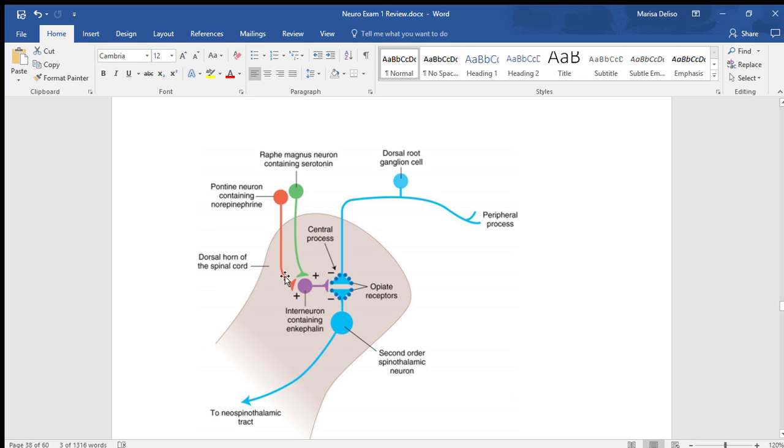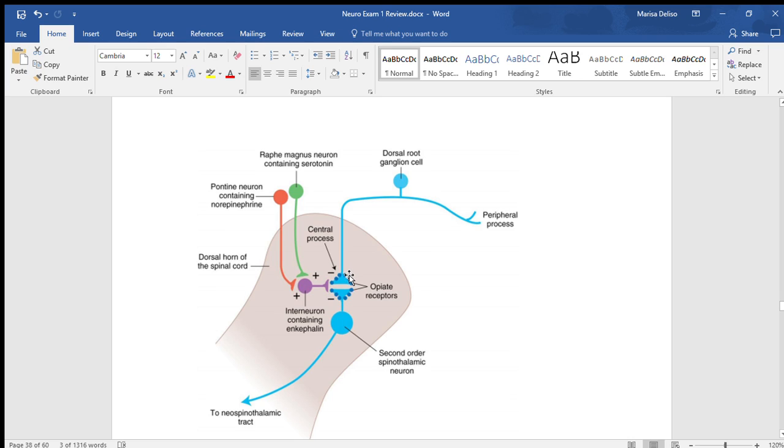So locus ceruleus nucleus is going to release norepi, bring that down. At the same time, my raphe nucleus is going to release serotonin, bring that down, and they're going to stimulate this interneuron containing enkephalin. So we know that it could either release enkephalin or beta endorphins, right? Both of them are going to have the same impact, but here we have enkephalin. So this interneuron is then going to release that, which is going to be an axonic synapse, right? Because it's going to synapse on this guy right here and tell it to stop releasing substance P.